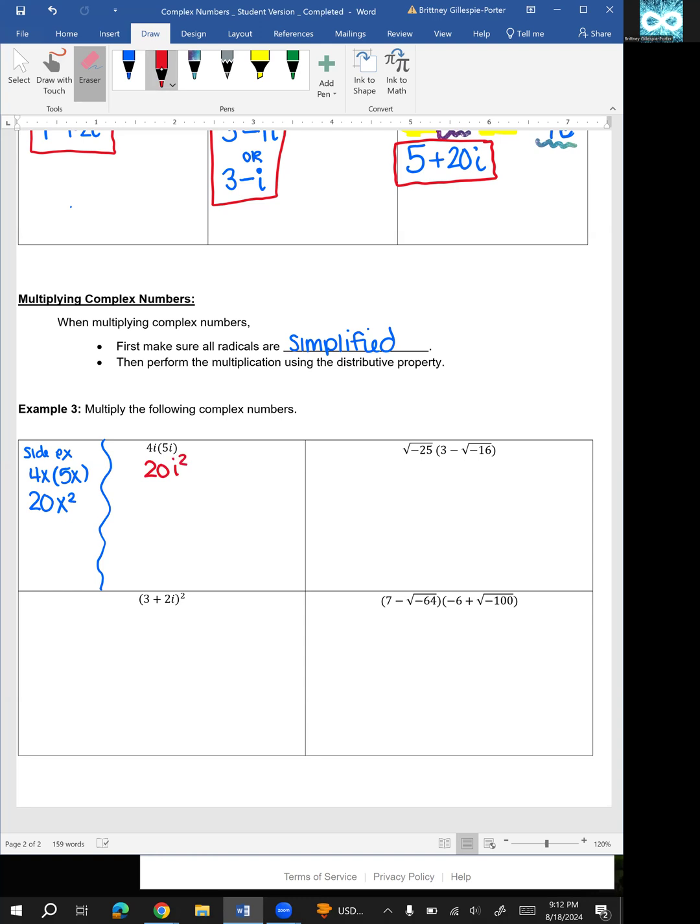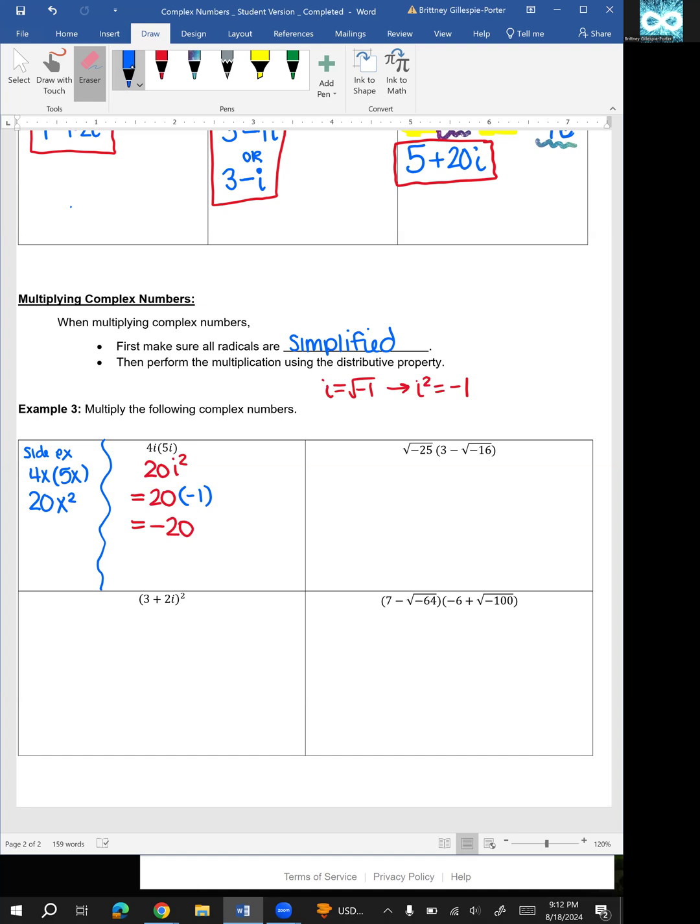But when we work with our i's, we only want to see i to the first power. Remember that i is equal to the square root of -1, and i squared is equal to -1. So when we have 20i squared, that means that we need to take 20 times -1, plugging in for the i squared, and then 20 times -1 gets us to -20.